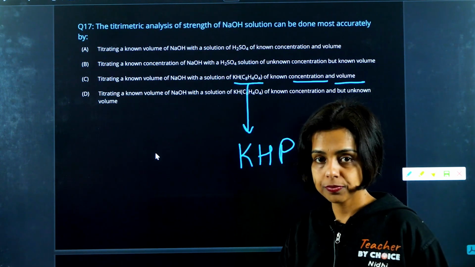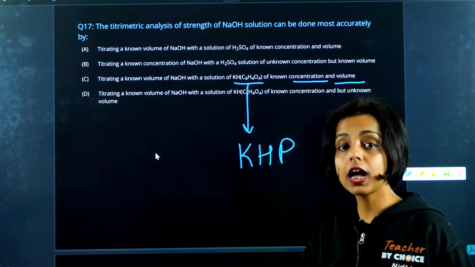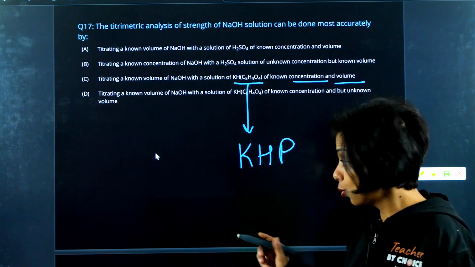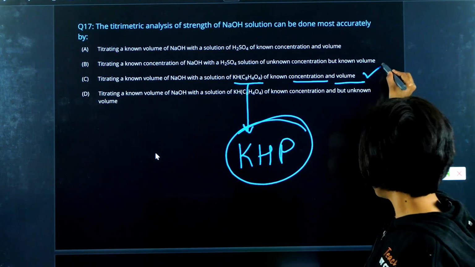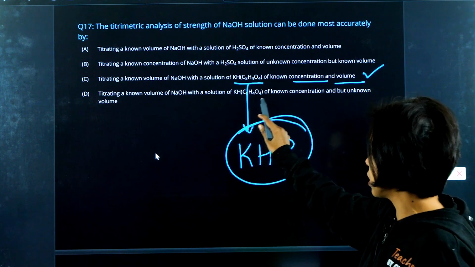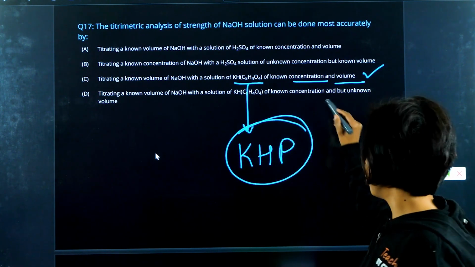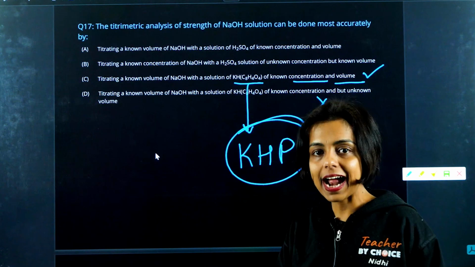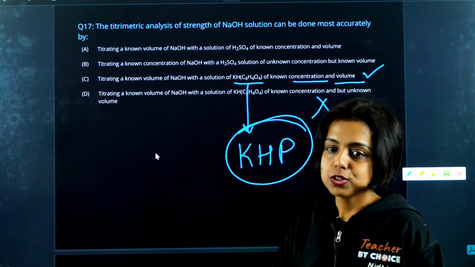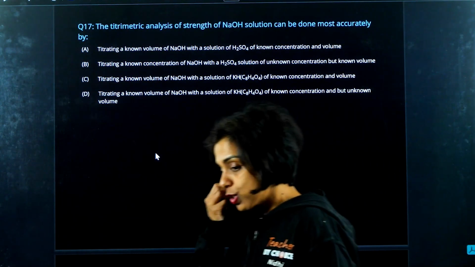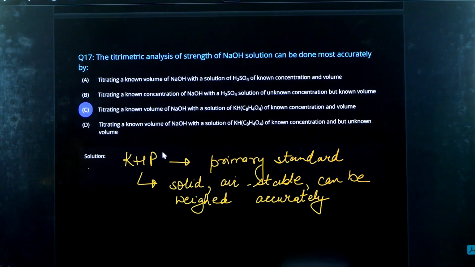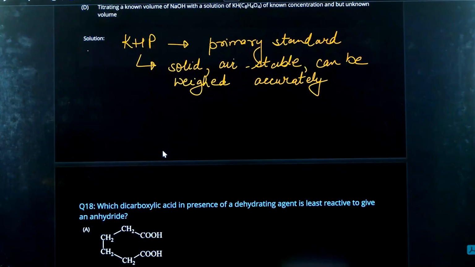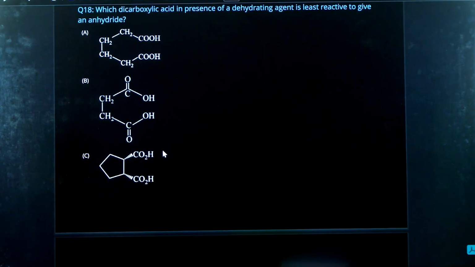So the other solution which we are using to titrate to find out the unknown concentration of NaOH, we should know the molarity, normality or the concentration, and the known volume is to be used. So of course we can go with this. Titrating a known volume of NaOH with a solution with known concentration but unknown volume. No, volume should also be known. Then only we can apply it. At equivalence point N1V1 is equal to N2V2. So the primary standard which we are using here is KHP. It is solid, air stable and can be weighed accurately. So we can use KHP, potassium hydrogen phthalate, as a primary standard in our acid-base titrations.